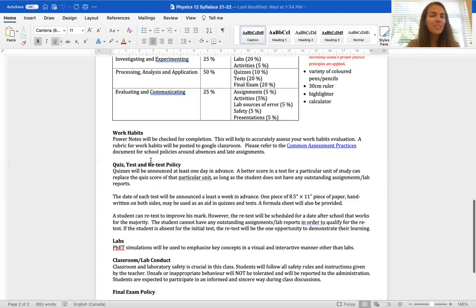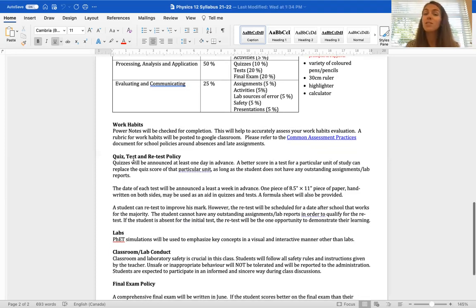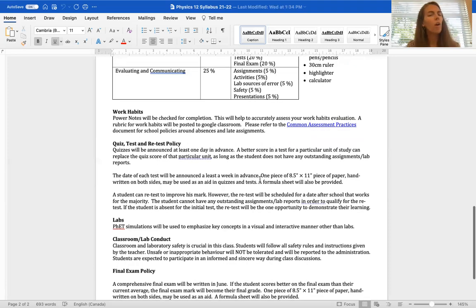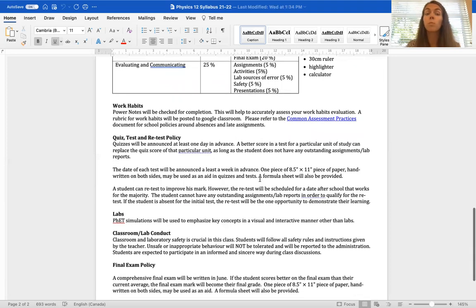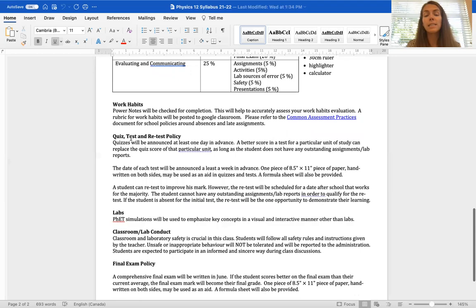Quizzes, tests, and retests will hold the same policy as last year, where if they test better than they did on the quiz, the test will replace the quiz, and there will also be a retest opportunity. Now, they cannot have any outstanding labs or work for me for that. And if I don't get an email from you saying that they were sick, then they will forfeit their retest opportunity if they aren't here on the test day.